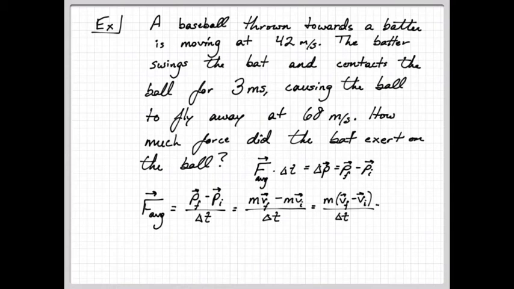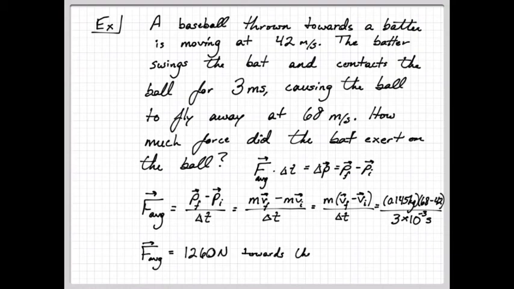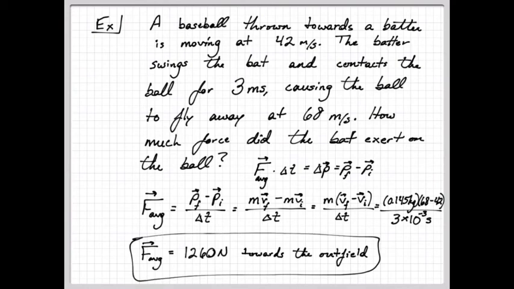Now we'll factor out the m at the top, and the mass of a baseball is about 0.145 kilograms, and final velocity was 68, initial velocity was 42, and you'll notice that on the bottom, the time was in milliseconds, so we have to convert that to seconds, so that's times 10 to the negative 3. So when we crunch all of this out, we will get a force of 1,260 newtons towards the outfield. Keep in mind, force is a vector, so it has direction, so specifying that it's towards the outfield.